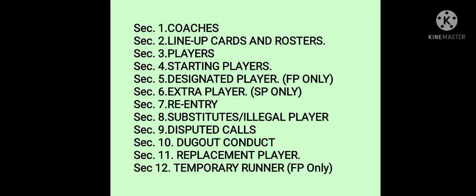Note, any action that occurs while the illegal re-entry player is in the game is governed by Rule Number 4, Section 8, G4 Effects 2.4. The name of the new manager or coach who has assumed responsibility for the team must be provided to the umpire. Section 8. Substitutes. Illegal player.